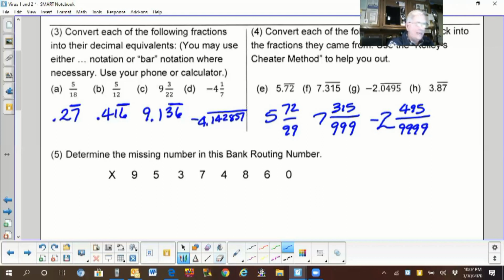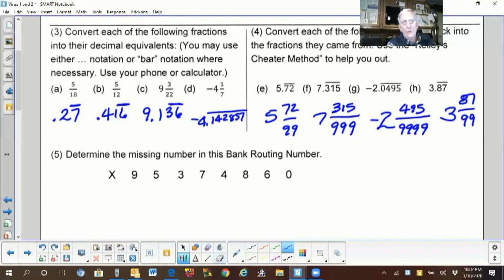And finally, let's do 3.87 bar. It'll simply be 3 and 87/99. Okay, so there we go. We've got the problems 3 and 4 done.